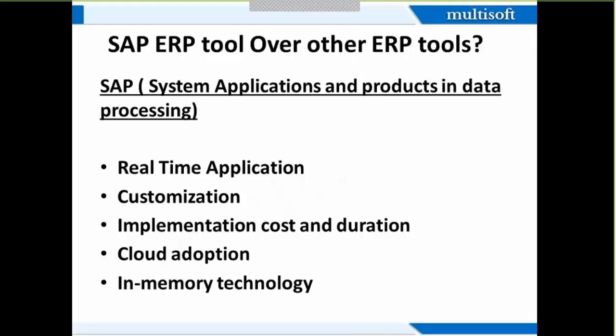While the average ERP system customer takes 25 to 30 months to implement, the average SAP customer is able to do so in 4 months less time. So time plays an important role in case of implementation.